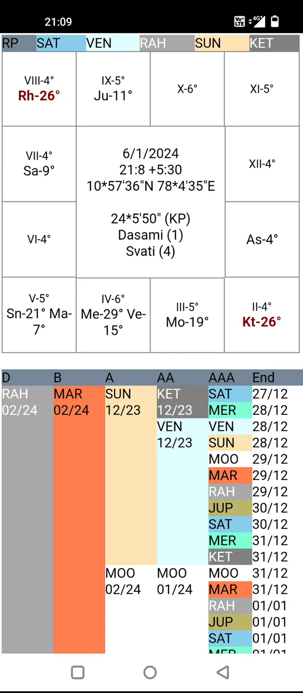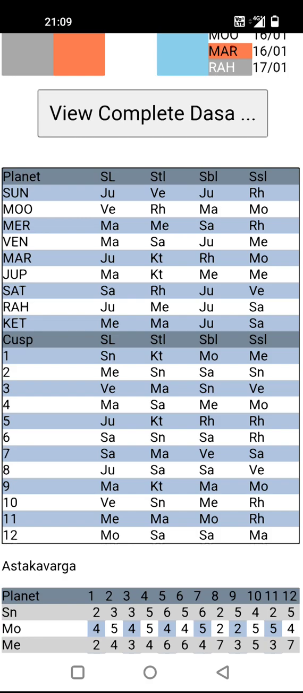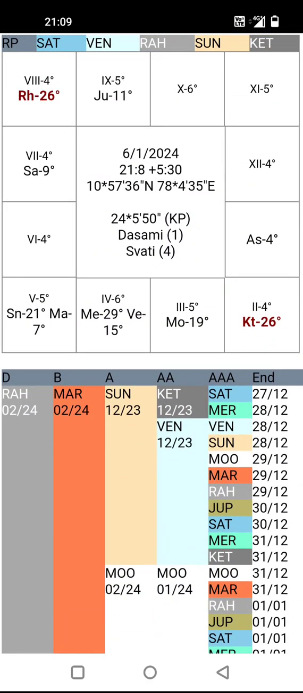Next, where is the Lagna? Lagna is at 4 degrees and it's traveling on Simha Rasi, or Leo sign, Magha Nakshatra. So here, Lagna lord is Sun, Lagna star lord is Ketu. You have to write this, or you can download this app to find the ruling planets.